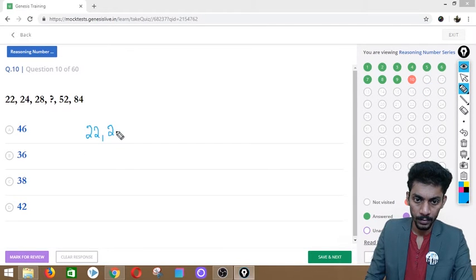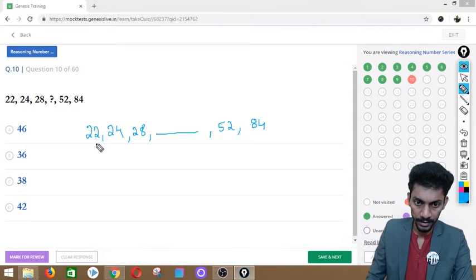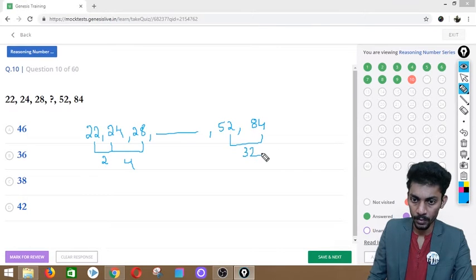22, 24, 28, question mark, 52 and 84. What is the difference here? The difference is 2, the difference here is 4, and the last difference is 32.